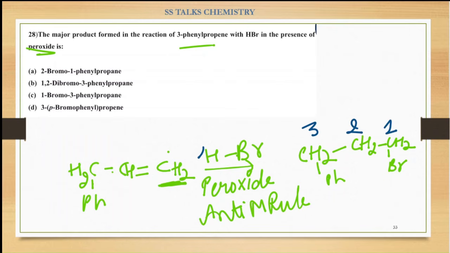So what we are getting is 1-bromo-3-phenylpropane. So the correct answer is option C. This is HBr in the presence of peroxide, as it was given, and I missed it in the first step.